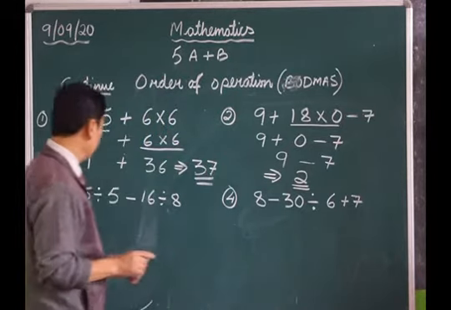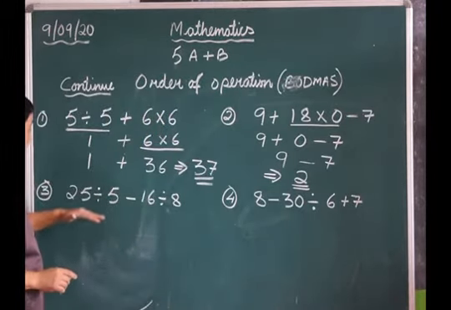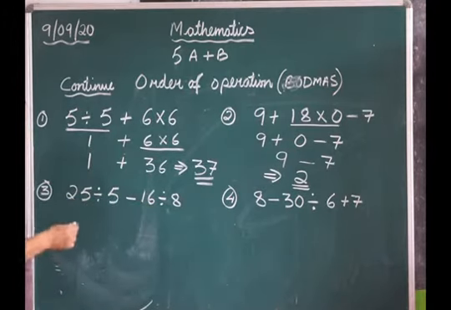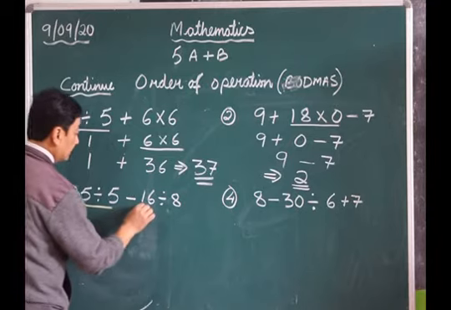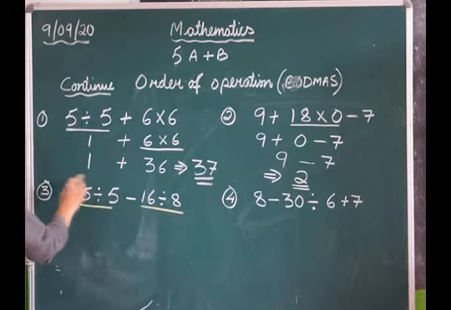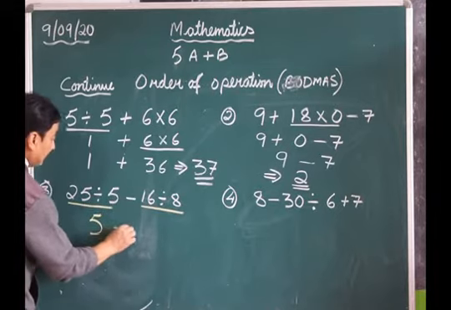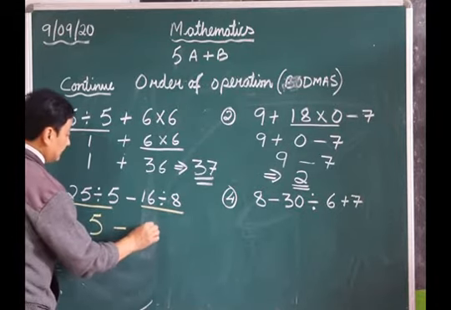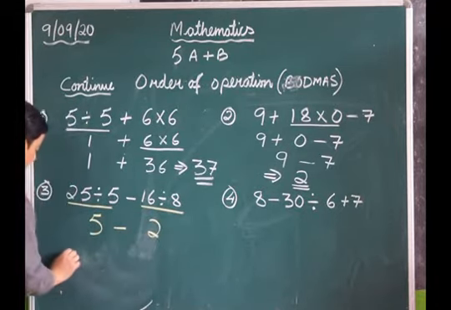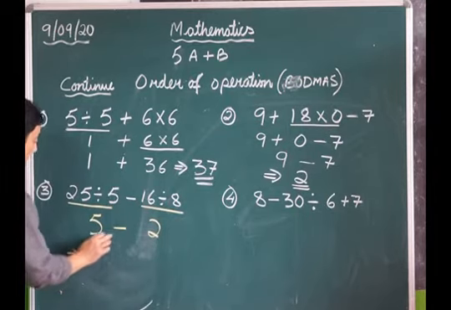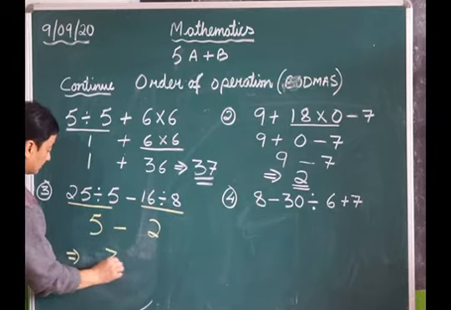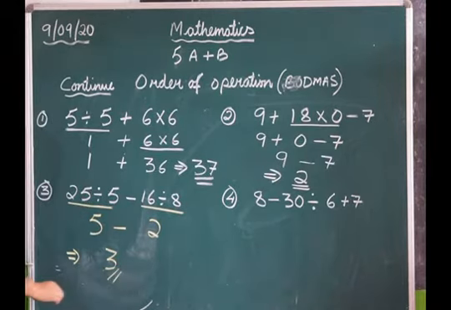Okay? So let's have a look. We have division and division. So we can do both the sums in one step. 5 goes in 25 times, 5 5s are 25. Minus 8 goes into 16 times, 2s. So 5 minus 2, 3. This was an easy one.